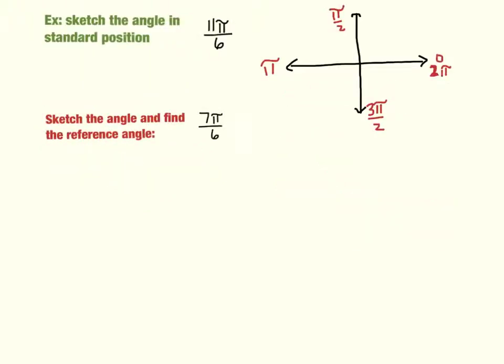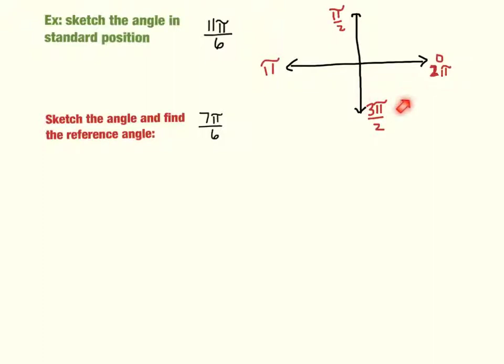Okay, we're going to try and sketch 11 pi over 6 in standard position. Now, there's a few ways that we can go about this. We can just look at 11 pi over 6 and think, okay, the next easiest number to divide by 6 is 12. 12 over 6 is 2, right? So 11 pi over 6 is almost 2 pi. So I have a feeling it's going to be in this quadrant.